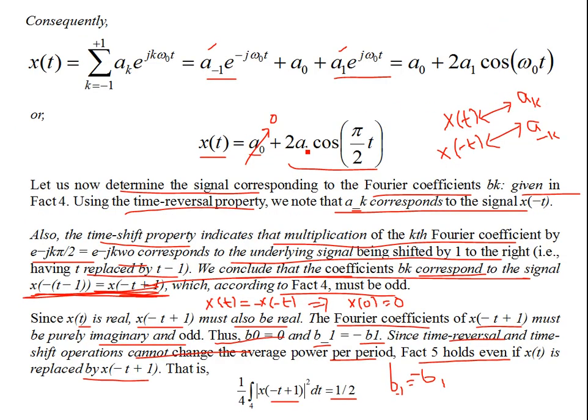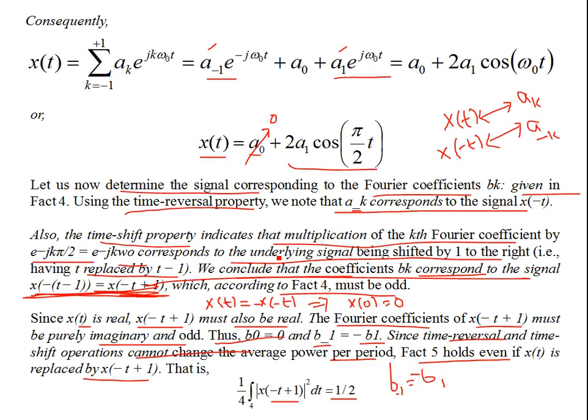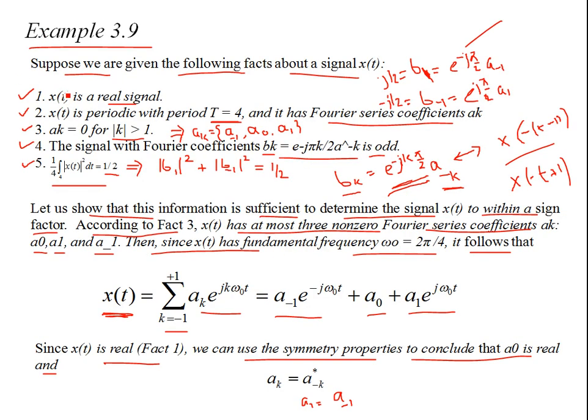So this becomes 1 over 2, and then you can have either cosine pi t by 2 or minus cosine pi t by 2. It all depends on it: if you take b1 as j by 2, then a1 is minus 1 over 2. Alternatively, if b1 is minus j by 2, then a1 is 1 over 2, and that makes x(t) cosine pi t by 2. So all we have done is, based on all these facts, we understand what the properties are and what the Fourier series coefficients are. And these Fourier series coefficients are enough to construct the original signal. That was the idea behind the example. That's all.